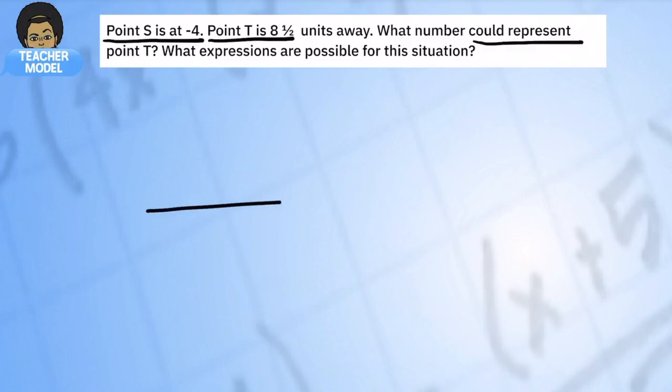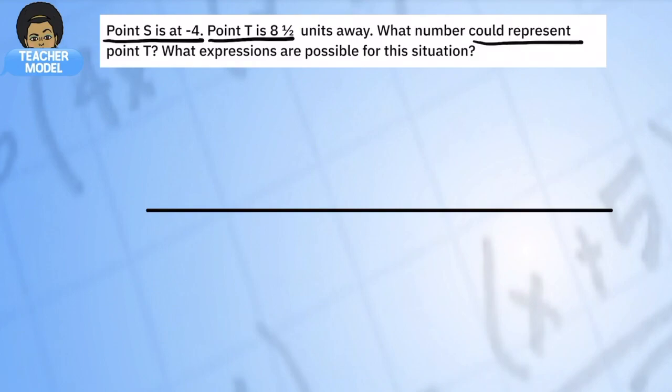Okay, so let's draw a number line, and let's put in here's point S. And it's at negative 4. And we know that T is 8.5 away. It could be 8.5 this way.